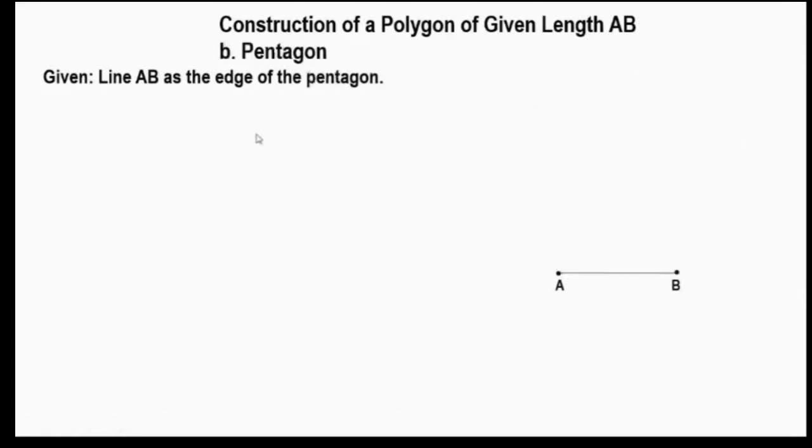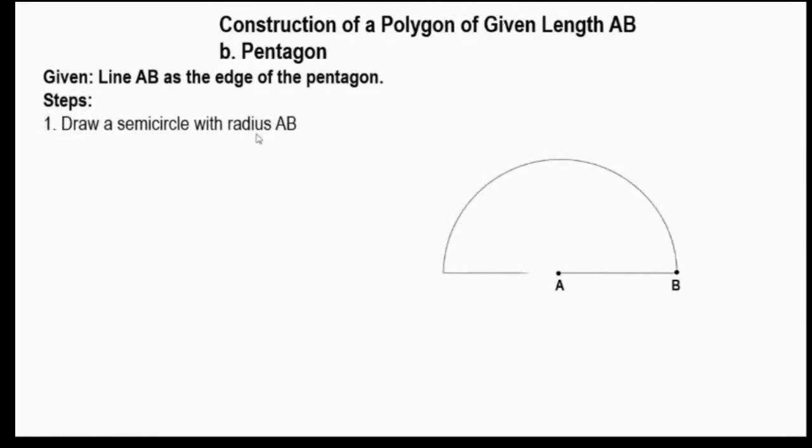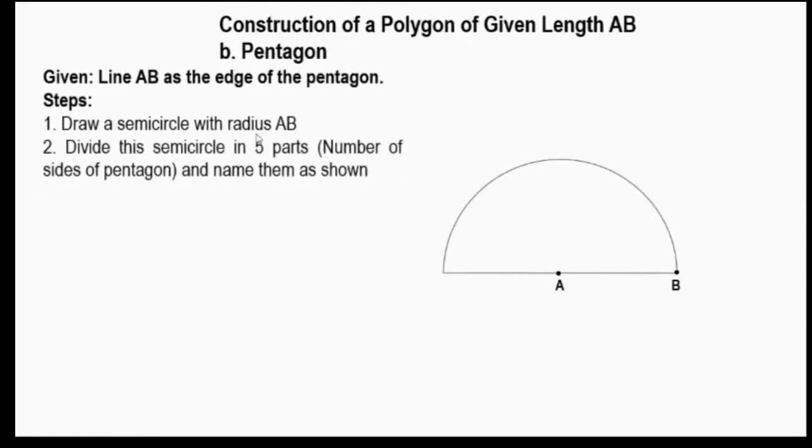Now the same thing we have to draw, let us say, a pentagon. So again the procedure will be exactly the same. Draw a semicircle with radius AB. Divide this semicircle into 5 parts, because we are going to draw a pentagon. So divide this into 5 parts: 1, 2, 3, 4, and 5. Point B is now point number 5.